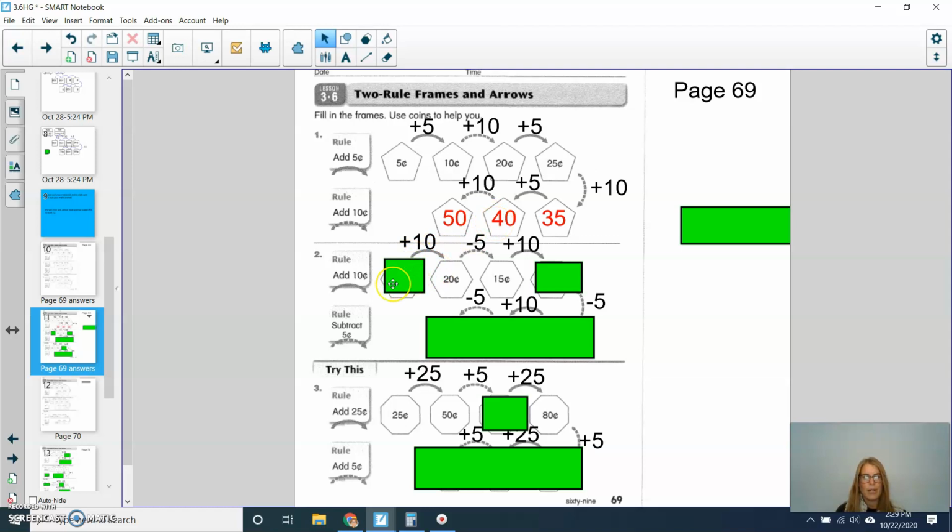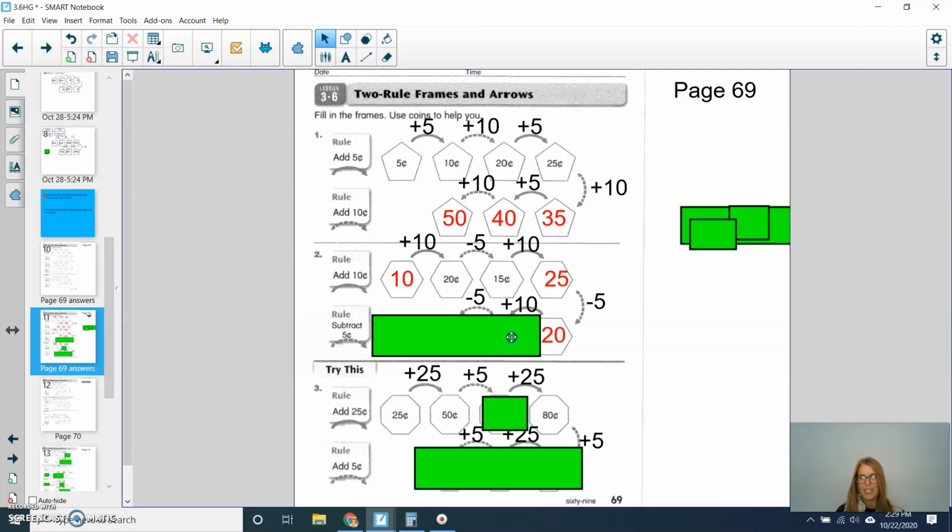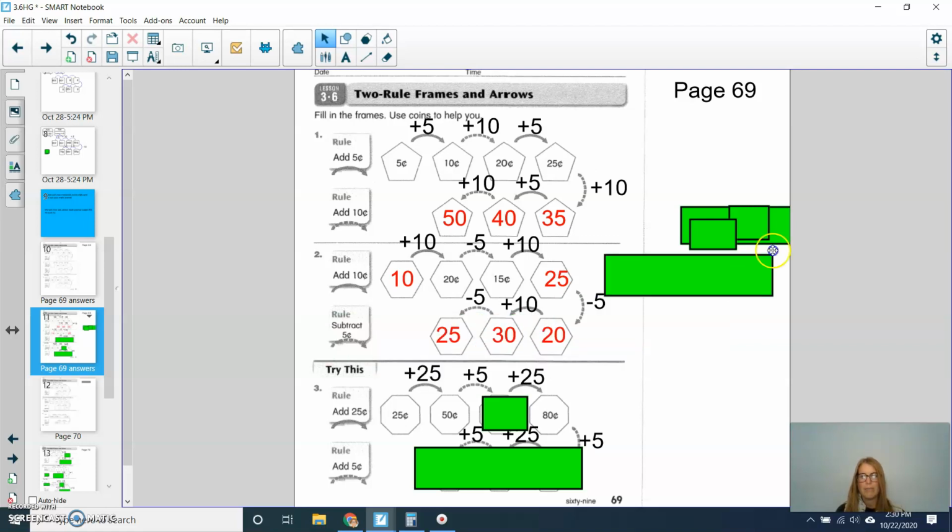And then for the second one, whenever I see that dark line, I'm going to add 10. Now, in order to figure out the number that comes before, I need to do the opposite. So I needed to subtract 10, which would bring me to 10. You'll notice I'm putting my answers in red, so that's a little bit easier to check. Then I'm at 15 plus 10, I would have 25. 25 minus 5, I would have 20. 20 plus 10 would be 30. And then 30 minus 5 would be 25.